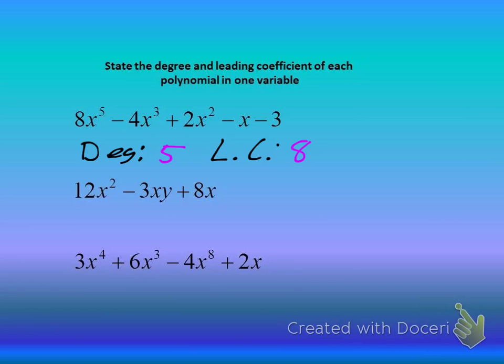So number 2. The second one, we have 12x squared minus 3xy plus 8x. What's the problem with that one? It has two variables. So it's not a polynomial in one variable, so you just write not one variable. That's all you have to do. Kind of like no solution, but tell me why.